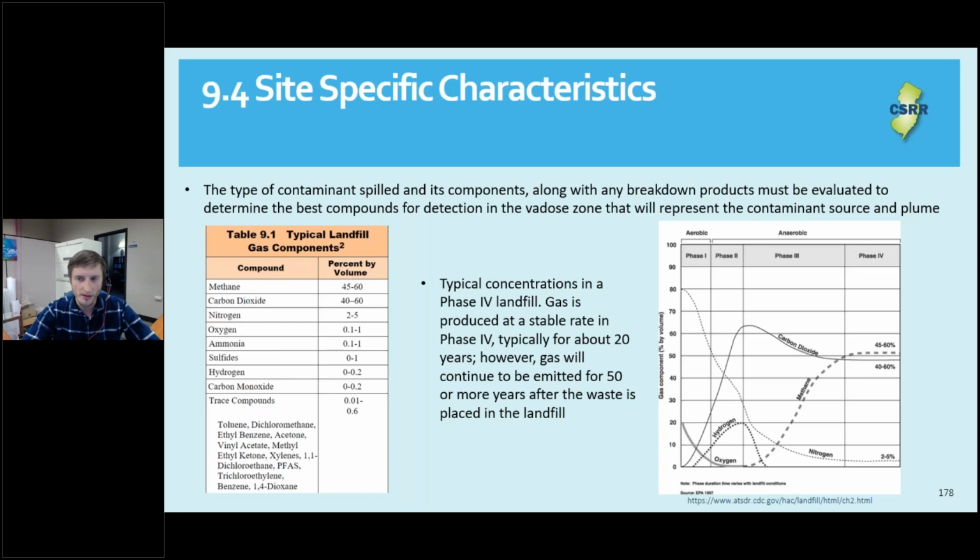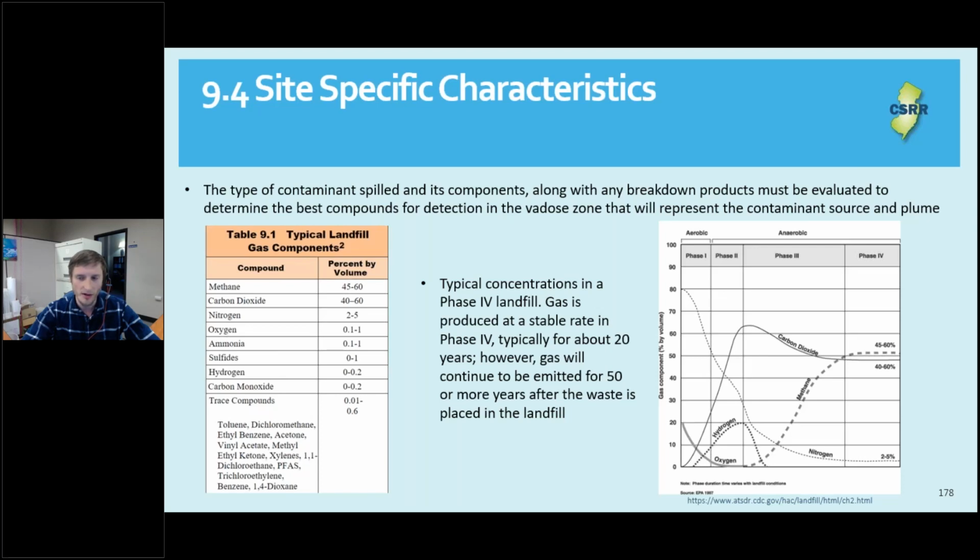Phase 1 lasts about a year. It's aerobic, where the microbes are using up oxygen in the decomposition process. Hydrogen increases, carbon dioxide increases. Then we enter phase 2, where hydrogen starts peaking out. Oxygen is now depleted, it is anaerobic. Carbon dioxide peaks at about 60%.